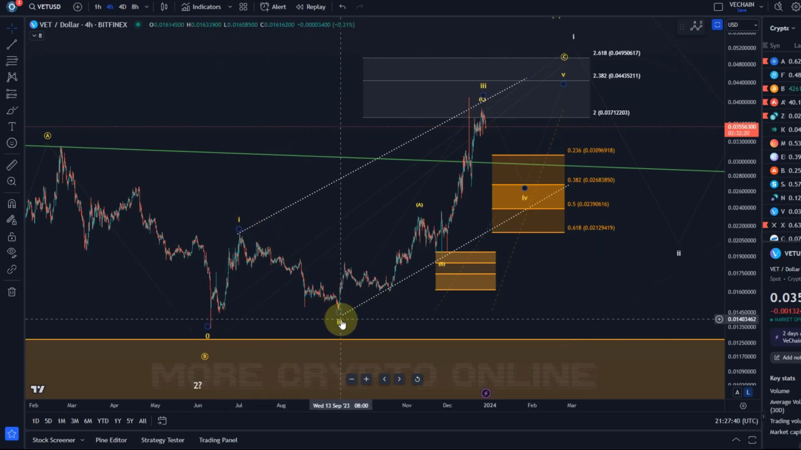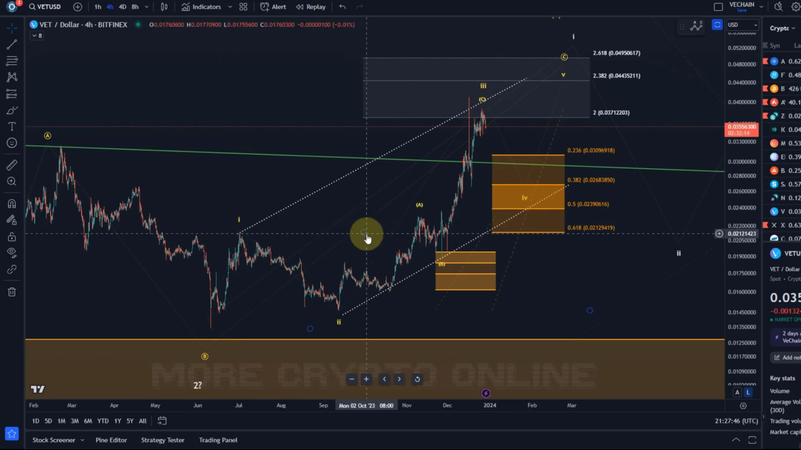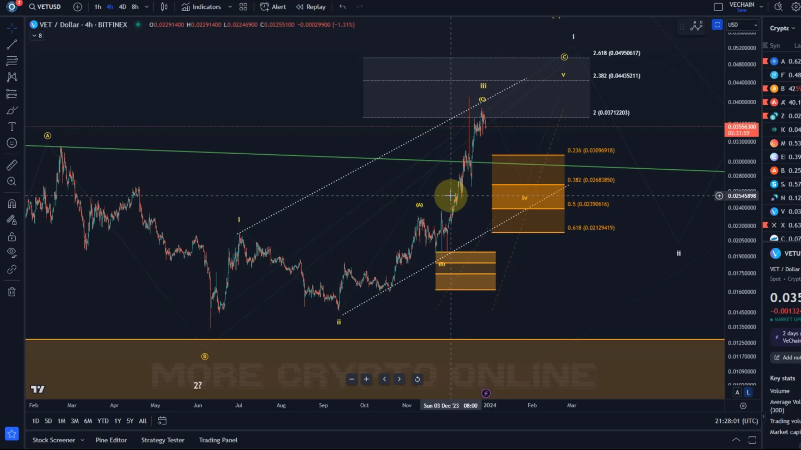My view is that the wave 3 is an ABC structure. You can count the wave 1 also as an ABC structure. Otherwise, this will get a bit messy to count it as an impulse. So I'm leaning towards a diagonal pattern, as most cryptos seem to be doing right now. The wave 1s across the market seem to be diagonals, and then we have a few impulses, but most of them are diagonals, whereas the wave 3s should be impulses.